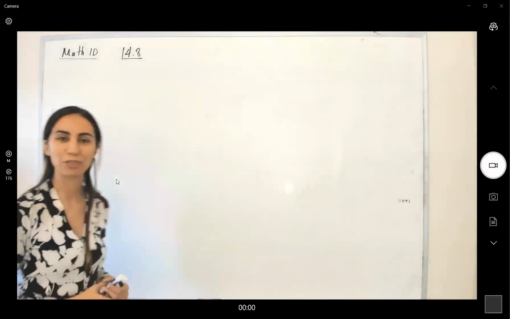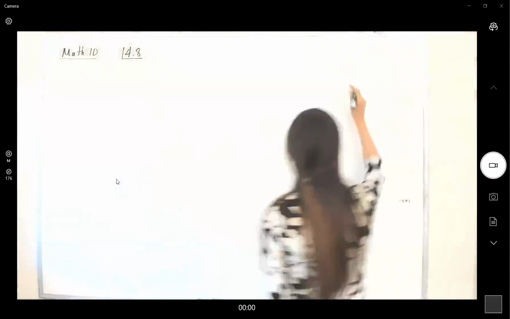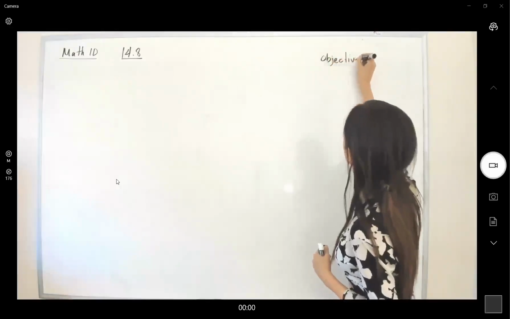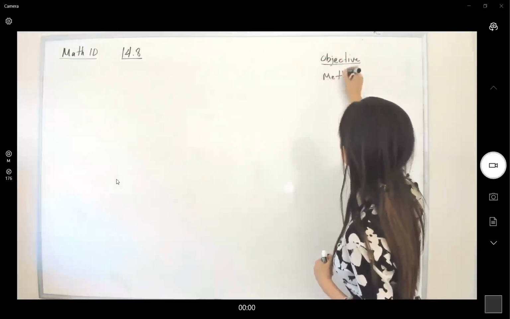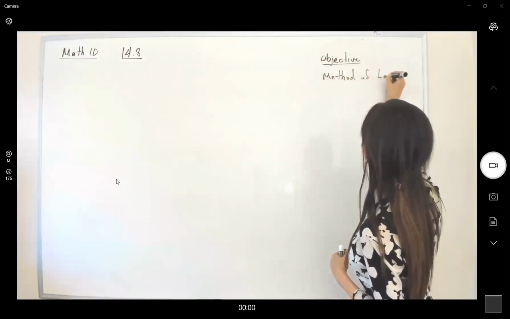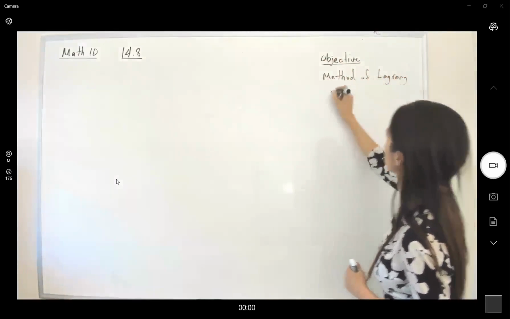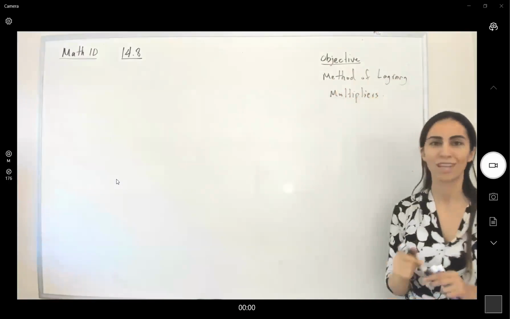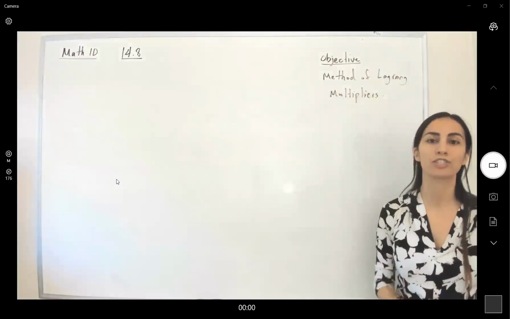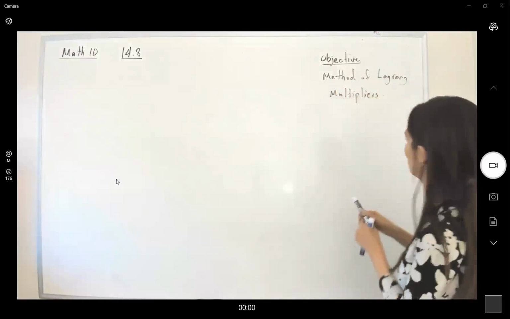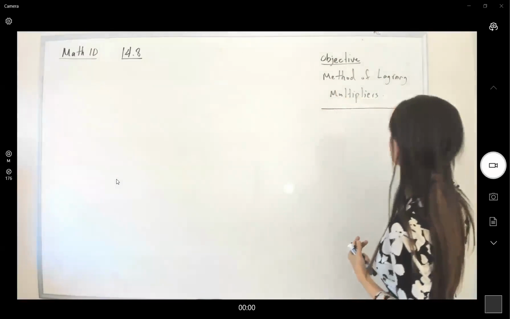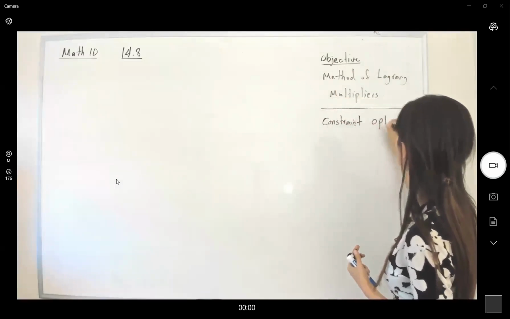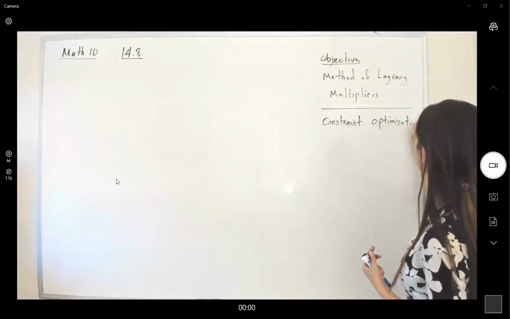Well, let's continue chapter 14, 14.8. We're going to talk about the method of Lagrange multipliers. We use this method for constraint optimization. What do I mean by that?